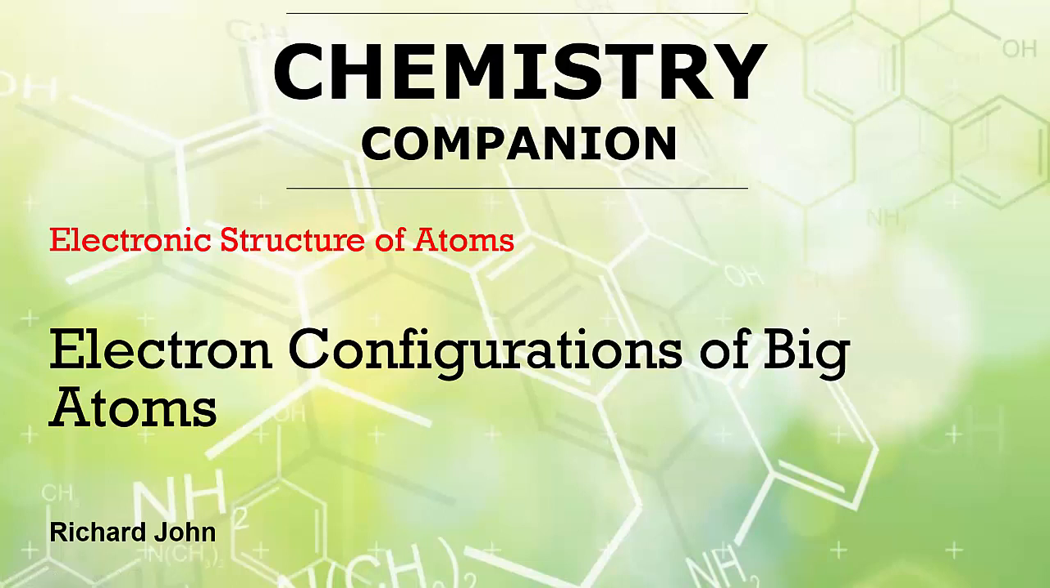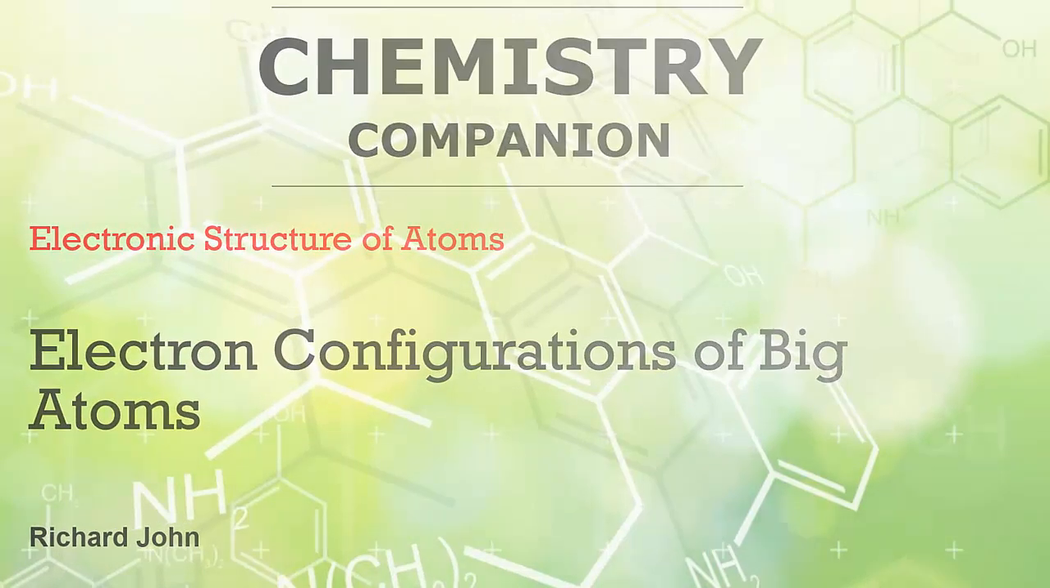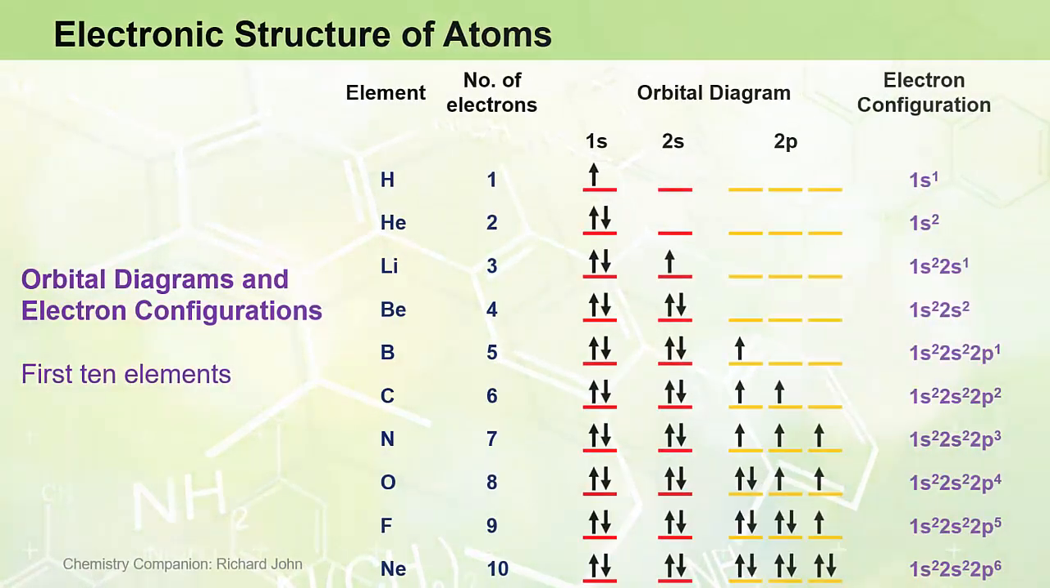In previous videos, we used the Aufbau principle and Hund's rule to construct orbital diagrams and electron configurations for the first 10 elements of the periodic table. As the atomic number increases, the number of electrons in the electron cloud is greater, and we need new tools to assist us to write electron configurations for these big atoms.